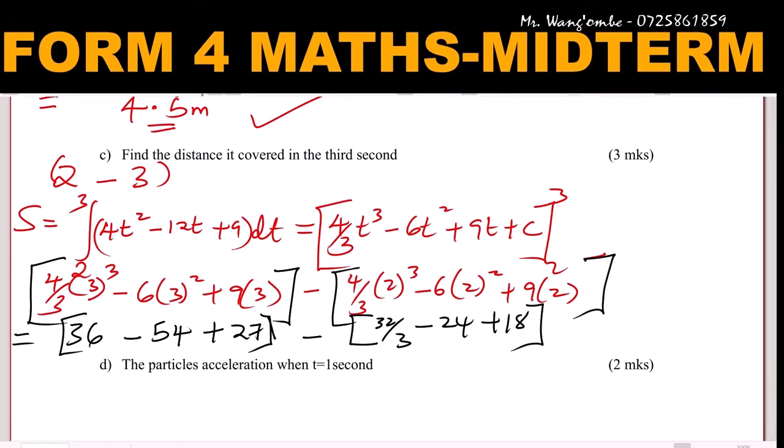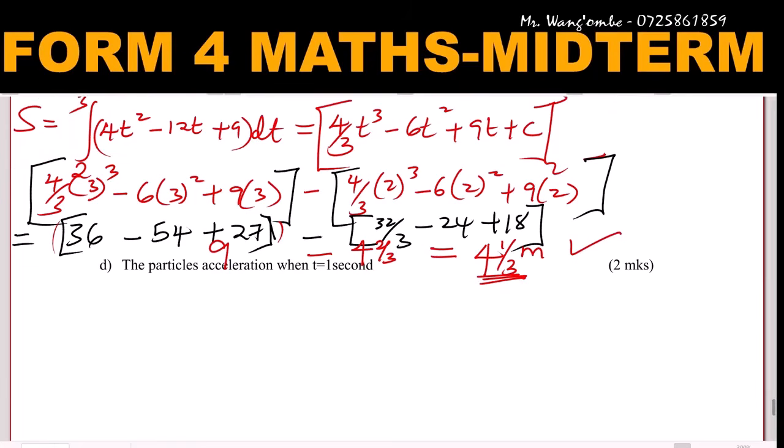So for doing that, the whole of these will give 36 minus 54 plus 27, that will give 9. And then 32 over 3 minus 24 plus 18, that will give 4 and 2 thirds. So this one will give 4 and 2 thirds. So when you subtract 9 minus 4 and 2 thirds, you get 4 and a third meters as the solution.